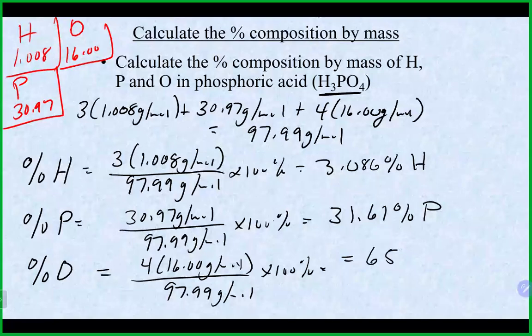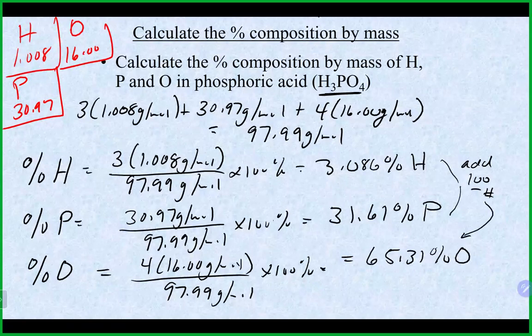That gets us about 65.31% oxygen. Again, alternatively for that last one, you could have added these together and then taken 100 minus what you got there. That would get you down here, since that was the last one that was present. And again, we should add up to about 100%. So we got 65 and 31 and 3. So that's about 100% in this case.